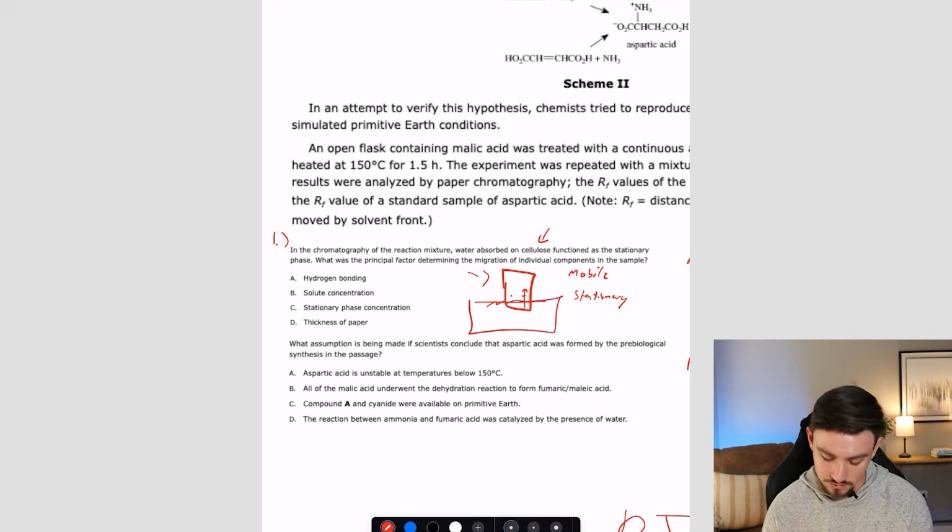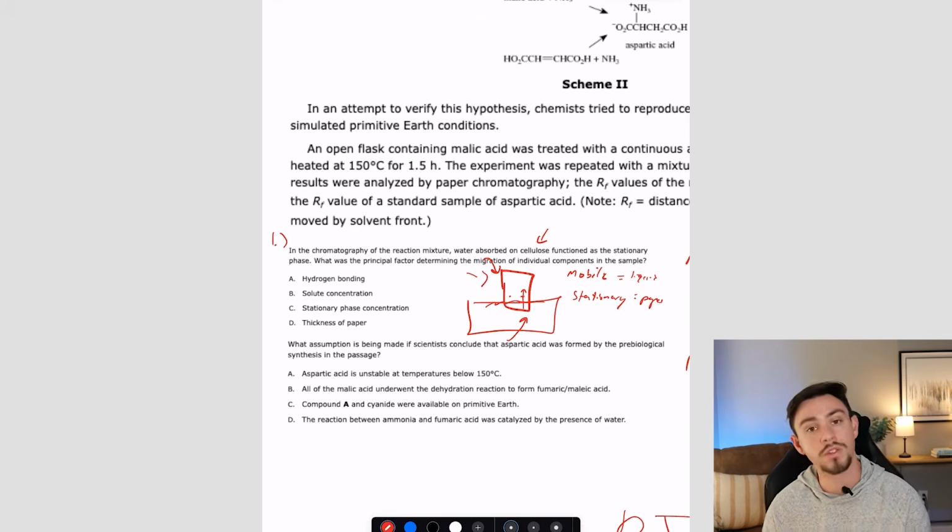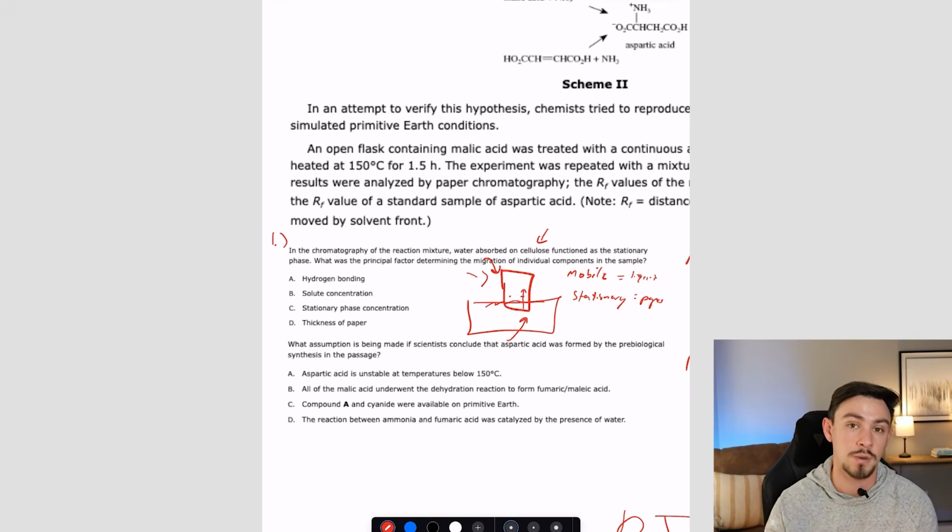So if you think about this, which of these properties is moving? Is it going to be the paper or is it going to be the liquid? The liquid moves, right? So the liquid is going to be the mobile phase, and the stationary is going to be the paper. Now, the important thing about mobile and stationary phases is that they really, really strongly obey laws of polarity and things of that nature.